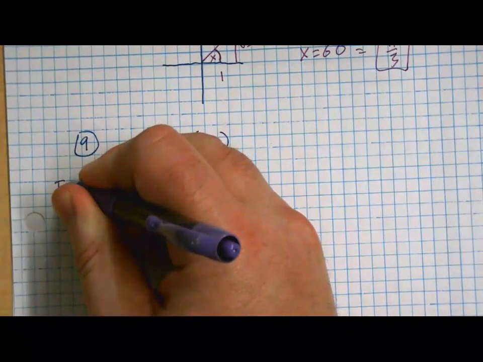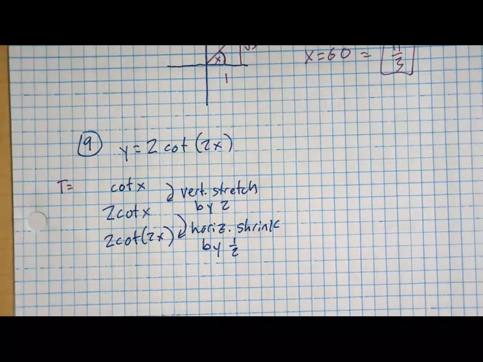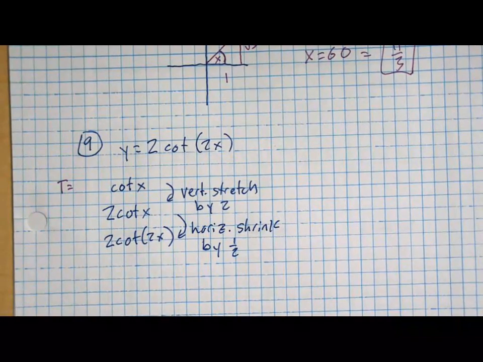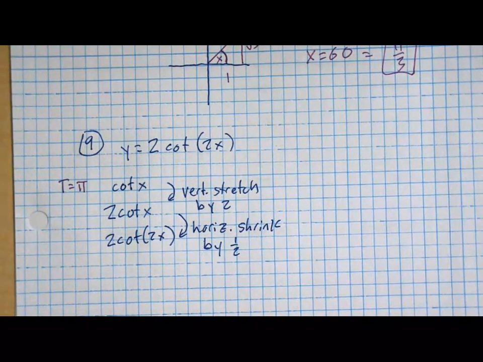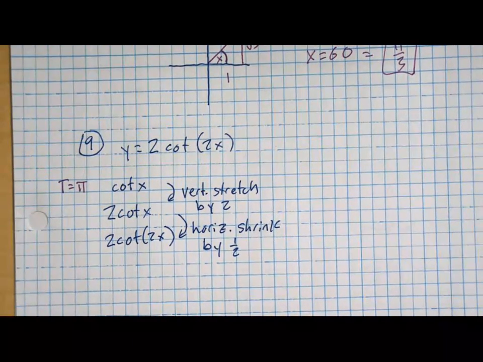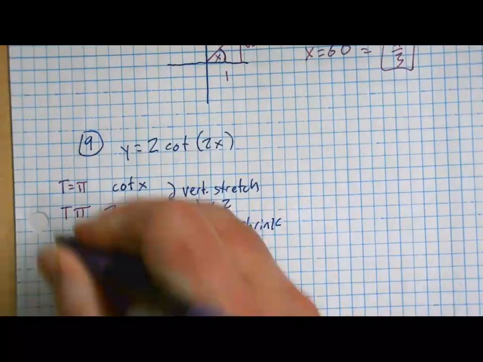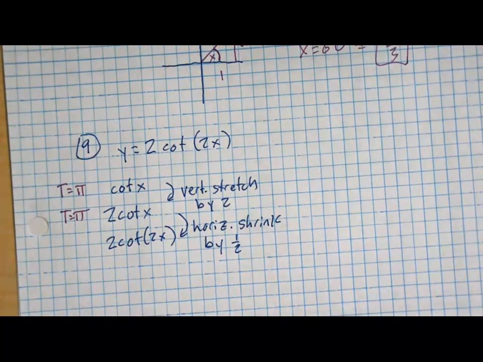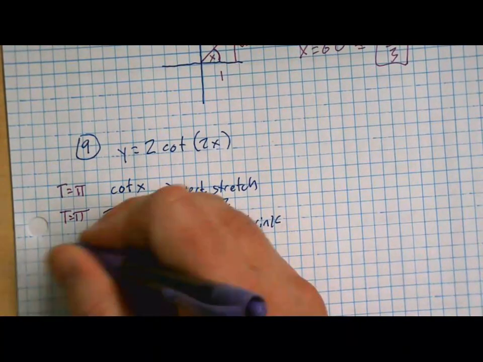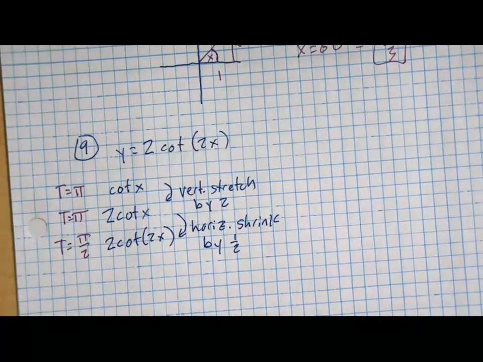It might also be useful to us to talk about the period of these things as we go. What is the period for just regular old cotangent? We learned on Monday that tangent and cotangent do not have a period of 2 pi. They have a period of pi. When I do a vertical stretch, does that change the period at all? Vertical stretch? Nope. So period would stay pi here. But when we do our horizontal shrink by a half, that's going to change the period, isn't it? It's going to be half as long. What's my period going to be? Pi over 2.